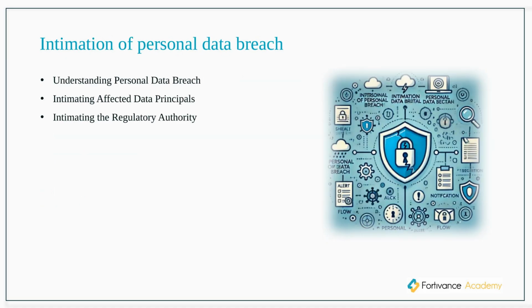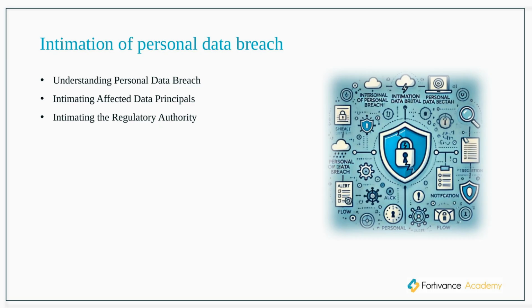A personal data breach occurs when there is unauthorized access to or loss of personal data. The DPDP Act mandates that organizations take immediate action when they become aware of such breaches. Upon becoming aware of a breach, the data fiduciary must promptly inform each affected data principal.